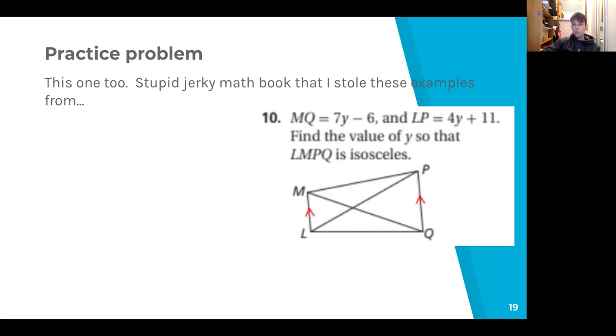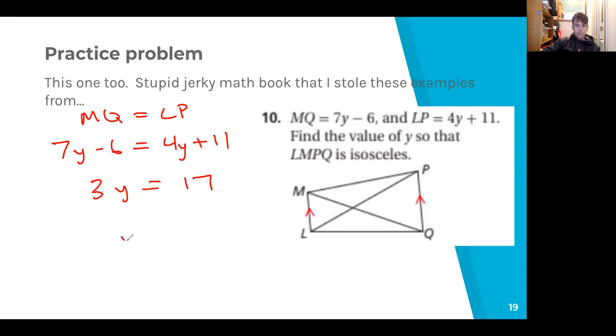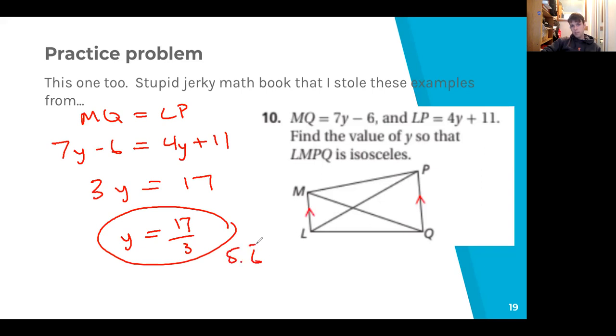So simple equation here, 7y minus 6 is equal to, right? We're really saying the two diagonals are equal. That makes it isosceles. 4y plus 11. That's going to be 3y equals 17. y equals 17 divided by 3. That's, again, not a beautiful answer. We'd get a decimal for this, so I'm going to leave it the way it is, right? We'd get 5.6 repeating if we went ahead and divided that out.